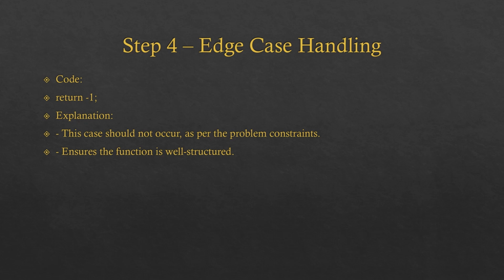Lastly, we include an edge case handling mechanism. If no row or column is fully painted after all the steps, we return -1. This should ideally never happen, but it's a good practice to handle all edge cases to make sure our solution is robust.